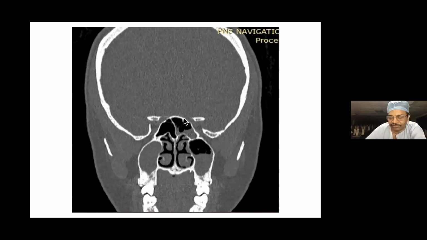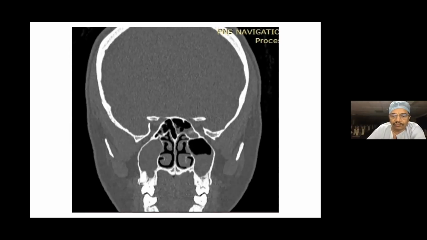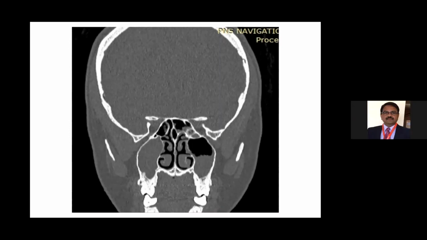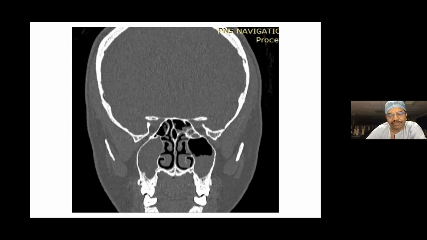Now, talking of the optic nerve here, how do you identify the Onodi cells on a CT scan? We'll come to that. First thing is I would like to see whether the optic nerve is in the sphenoid sinus or not. If it is not in the sphenoid sinus, it has to be in the Onodi cell. Now the bony covering is good.